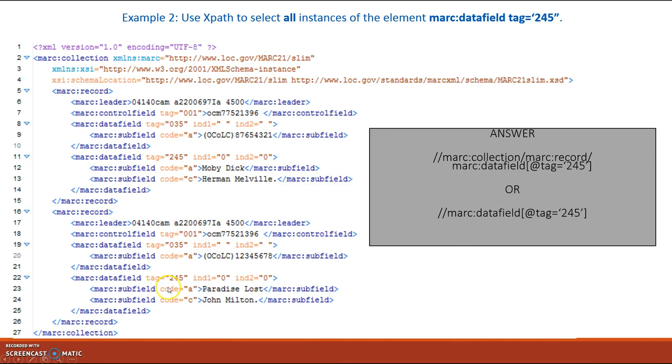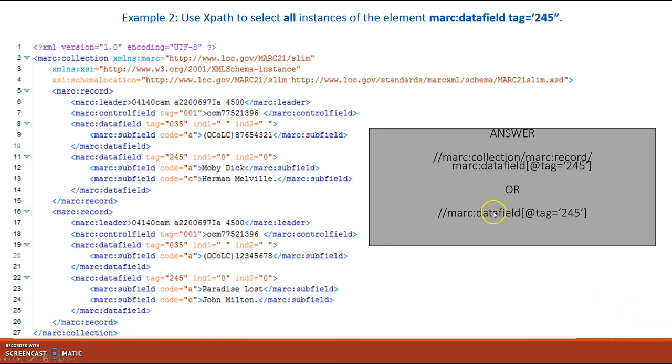In this case, we would be selecting the 245, which is the book Paradise Lost by John Milton. In order to do that, we have our tag defined here, and you would only get the 245s as a result for the code. You wouldn't get the records or anything else, just the 245 that you have specified.